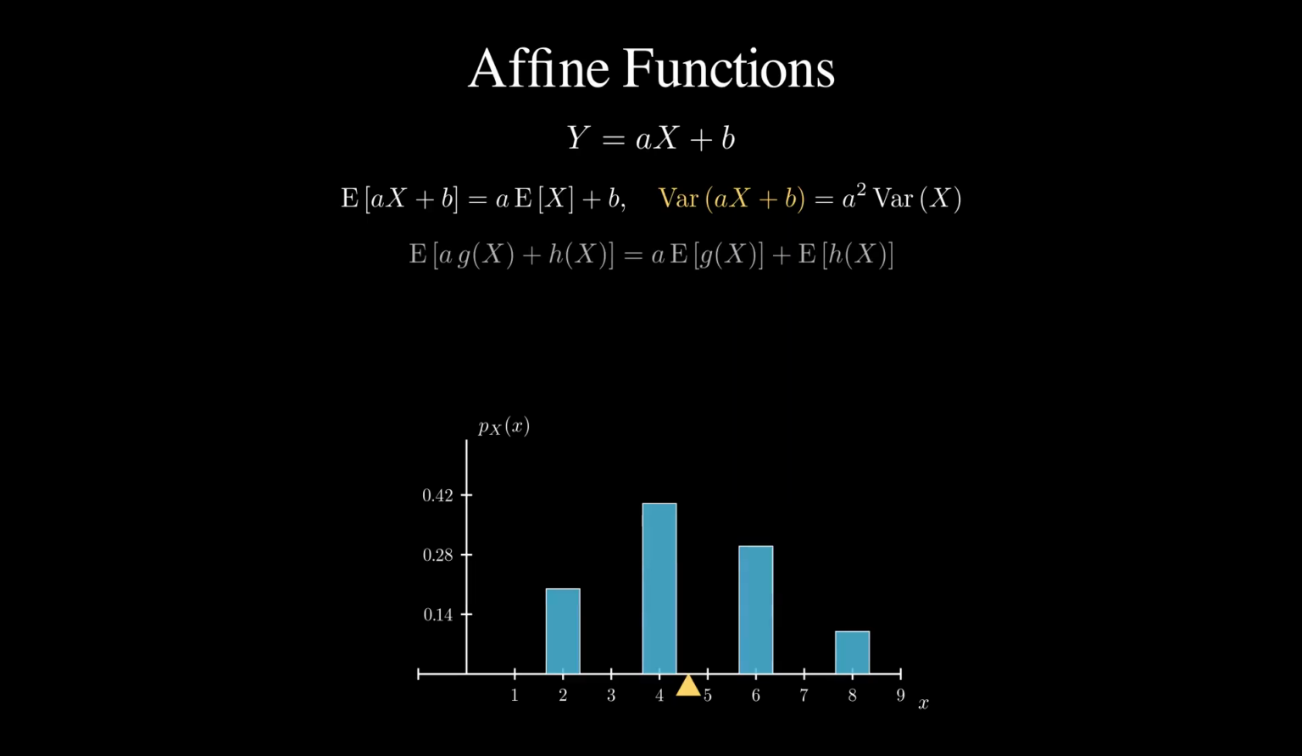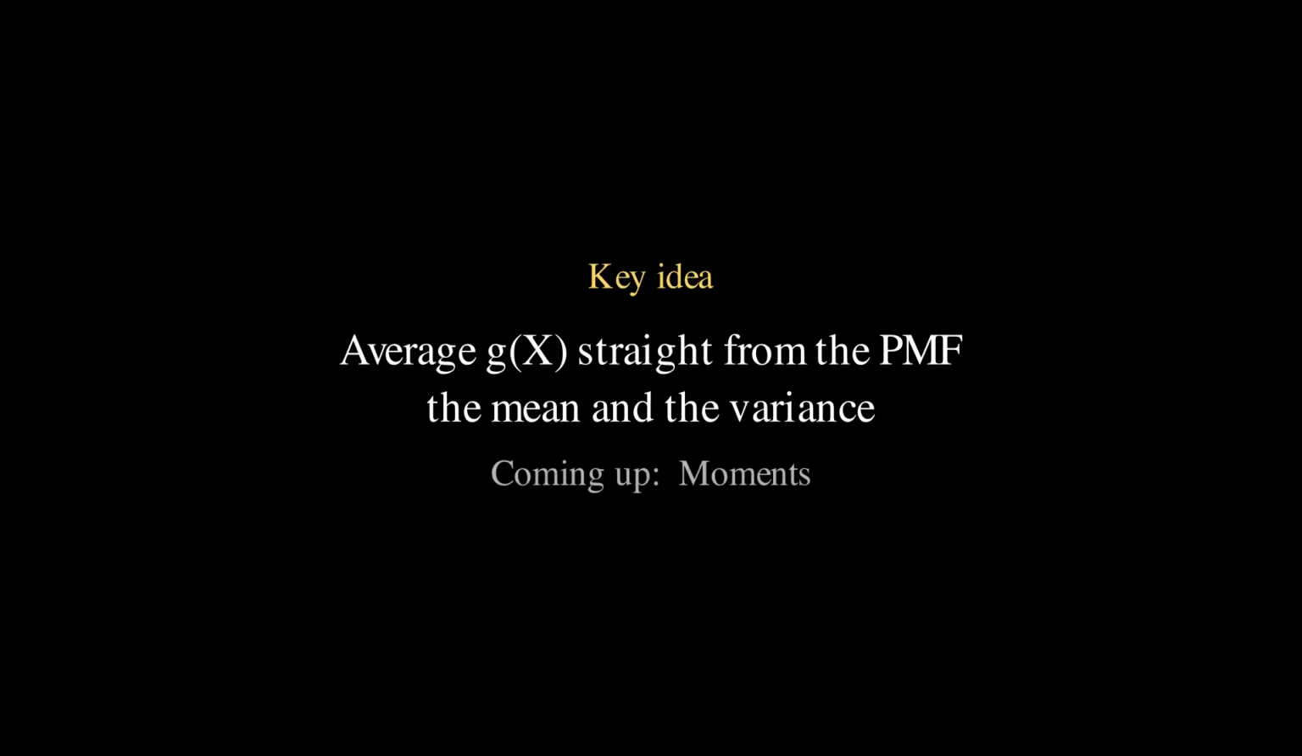Behind the first rule is something more general. Expectation is linear. The expectation of a sum of functions of X is the sum of their expectations. Constants slide out, no independence, no fine print. The key idea of this video: average a function through the PMF directly, and its two star cases, the mean and the variance.